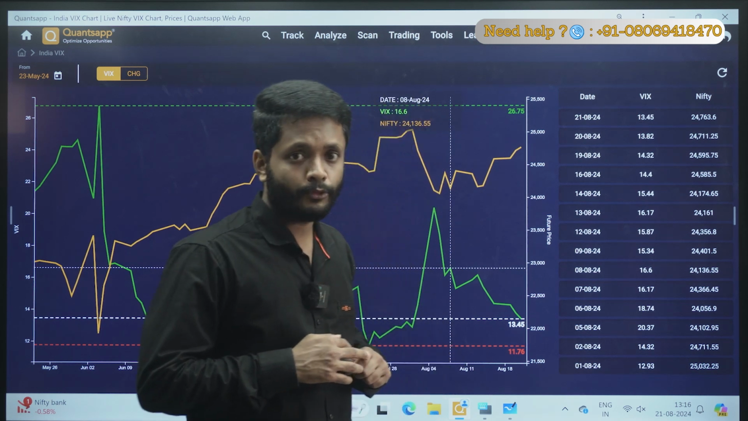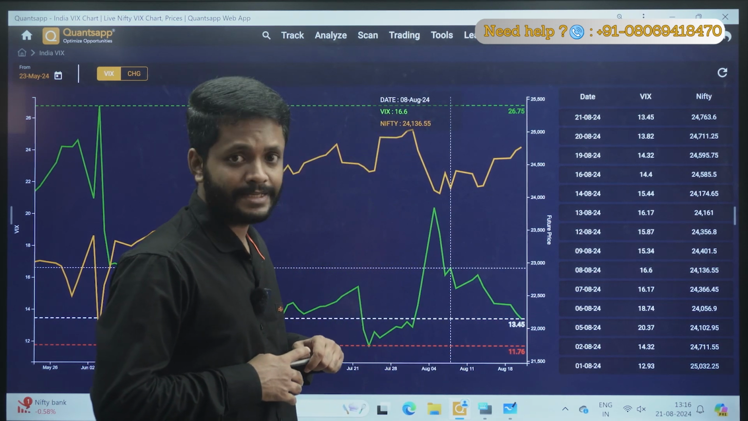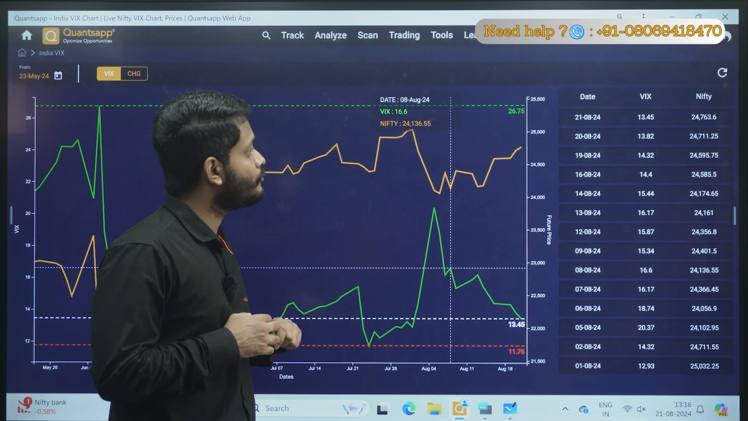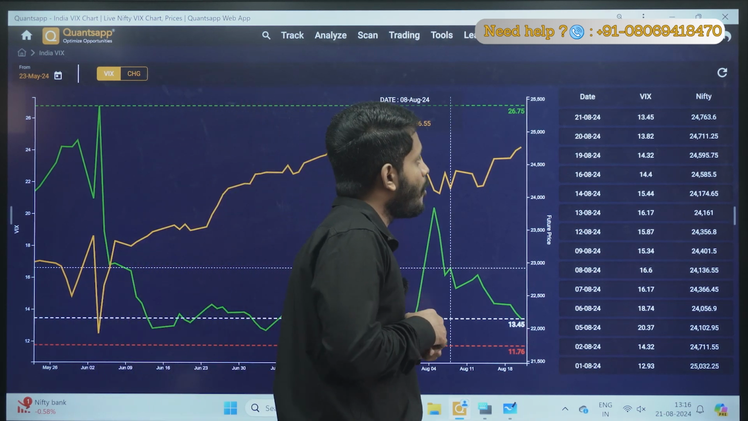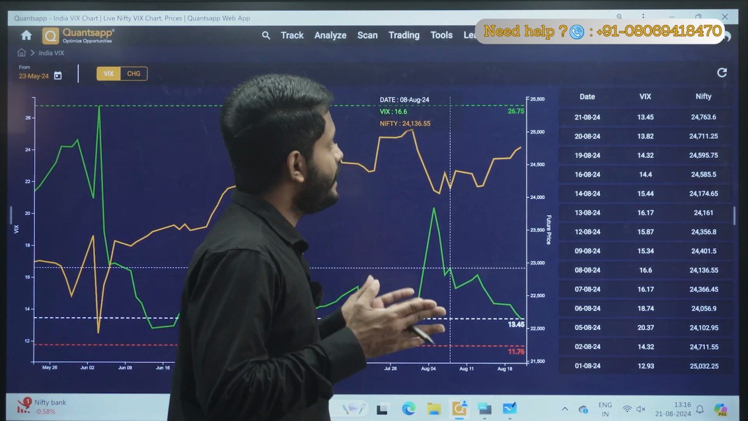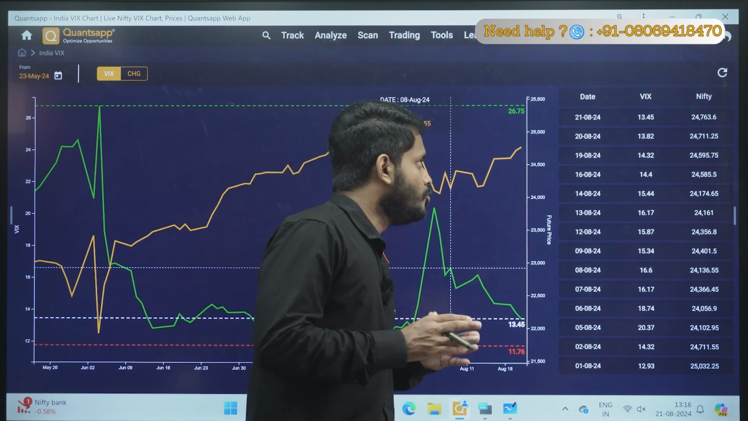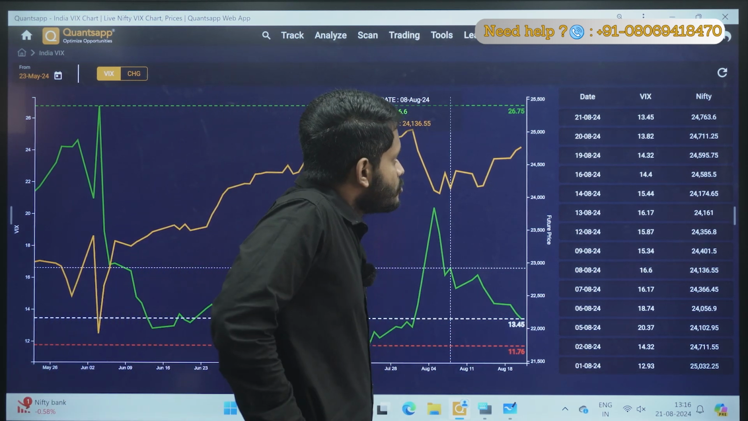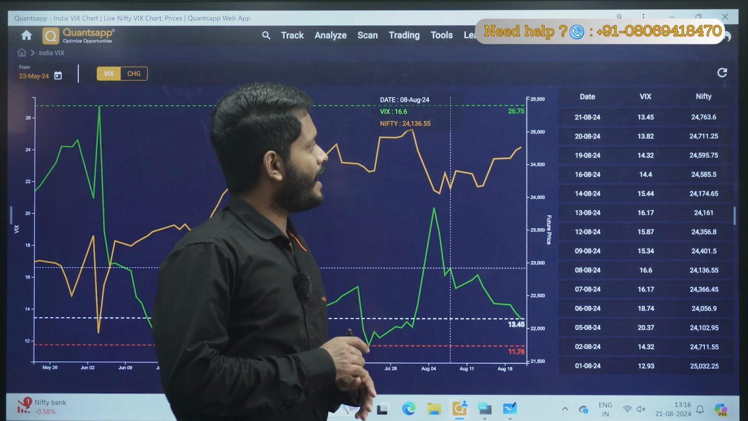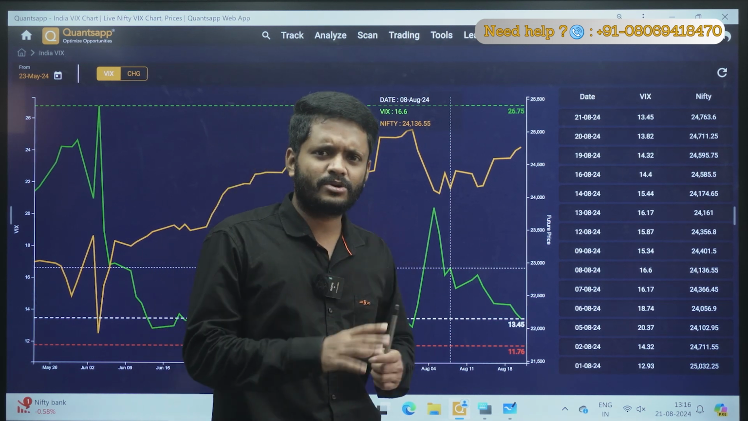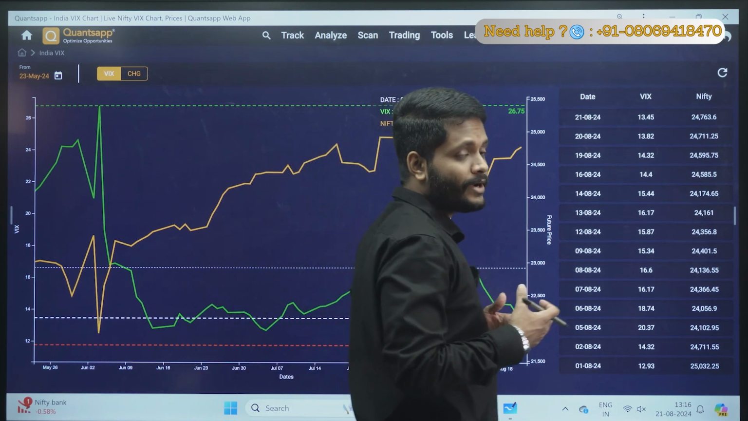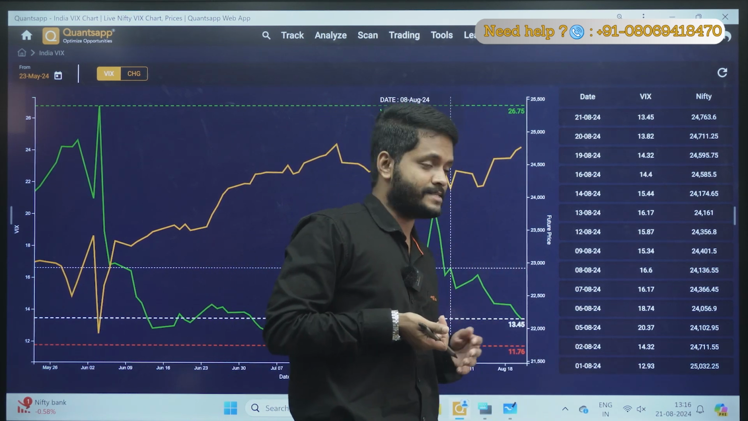21st August 2024. Check the date on the right hand side table. What is the current VIX? 13.45. So here, if you see, the VIX is very low. There is no such fearful environment as of now, correct? So as of now, we can say the market can be sideways or slightly on the upside. We need not be afraid that there can be a sharp fall.